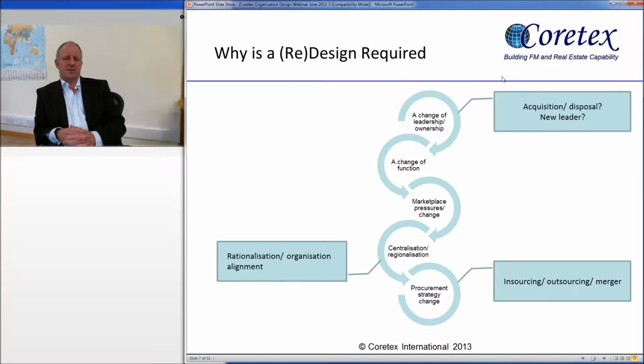The reason for the design sometimes is pretty clear. There's a person that comes in from outside, there's a new person, and they say, I want things to be different, and they want to put their stamp on the organization. Sometimes that's a chief executive, sometimes it's a chief financial officer or a director of estates, or indeed sometimes it might be a new country manager or a new head of a section of the organization that pushes for things to be different.